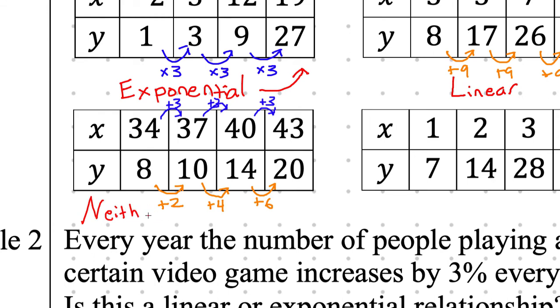Is it neither or neither? I don't know. Tomato, tomato type of thing, right? Like potato.